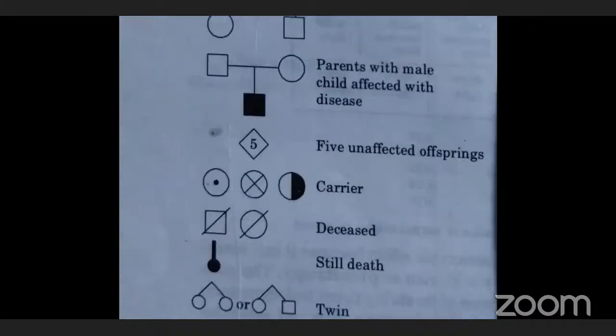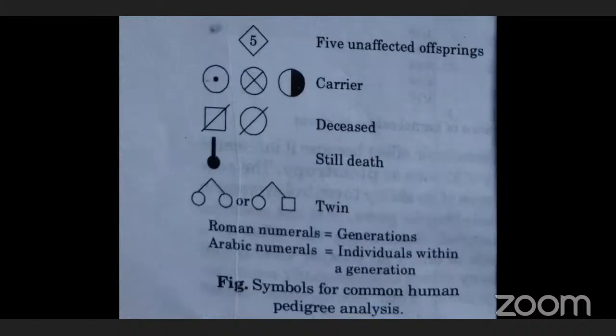The half-shaded circle or dot is called a carrier, and a crossing line through the square box or circle means death. Those are the important symbols. Twins are shown by a V-shaped line. If a horizontal line connects the two, they are identical twins. Non-identical twins have no horizontal line in the V-shape. Clear? Those are the important things.